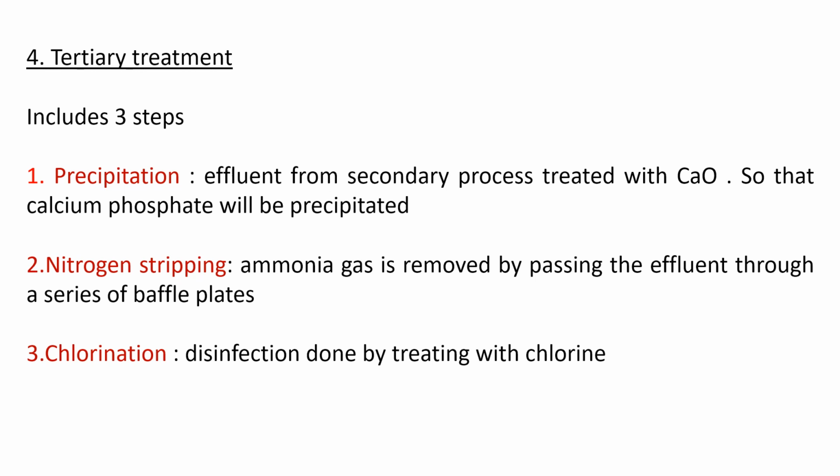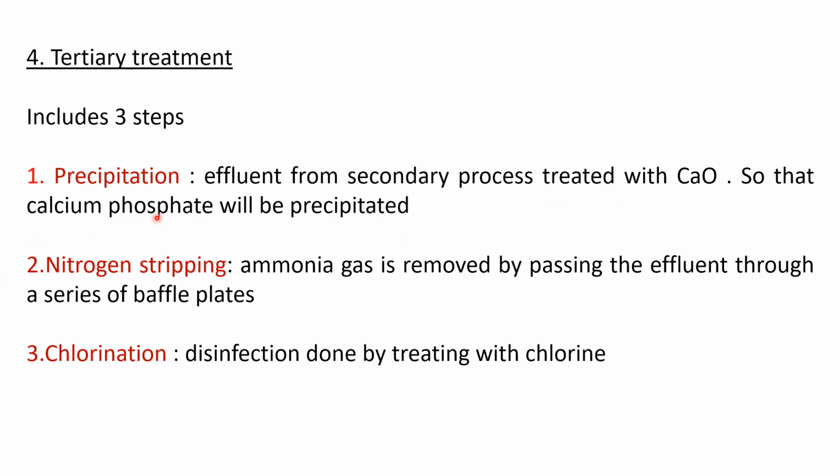Okay, then after secondary treatment, which is mainly carried out by using trickling filter, we have the final stage of our sewage water treatment, that is tertiary treatment. Tertiary treatment mainly includes 3 main steps. First step is known as precipitation, second step is nitrogen stripping, and third one is chlorination. Precipitation is a method to remove the phosphate content present in sewage water. It is done by adding calcium oxide. When we add calcium oxide into the effluent taken from the secondary process, the trickling filter process, all the phosphate present in the effluent is precipitated as calcium phosphate.